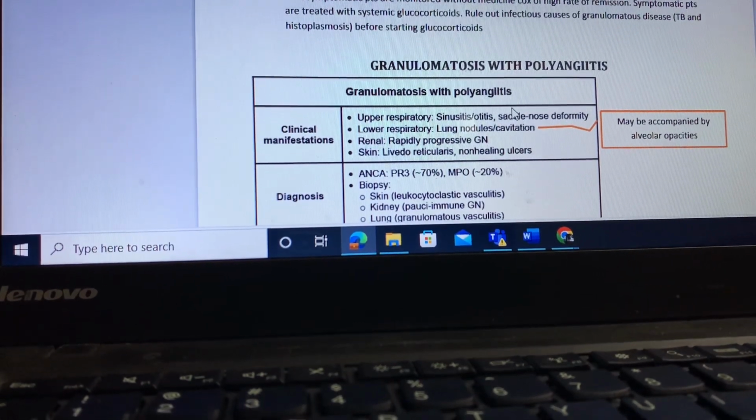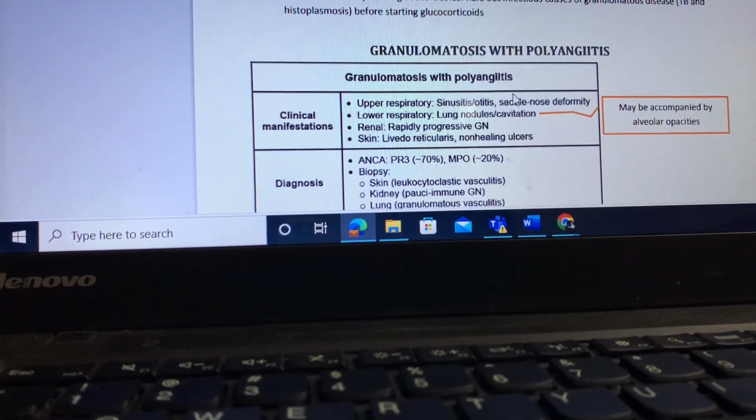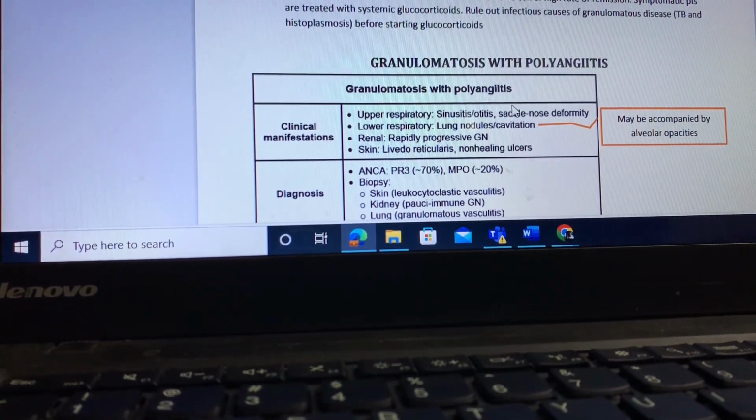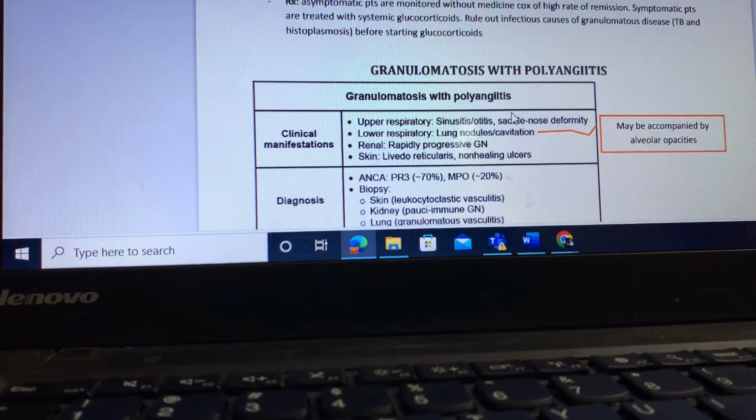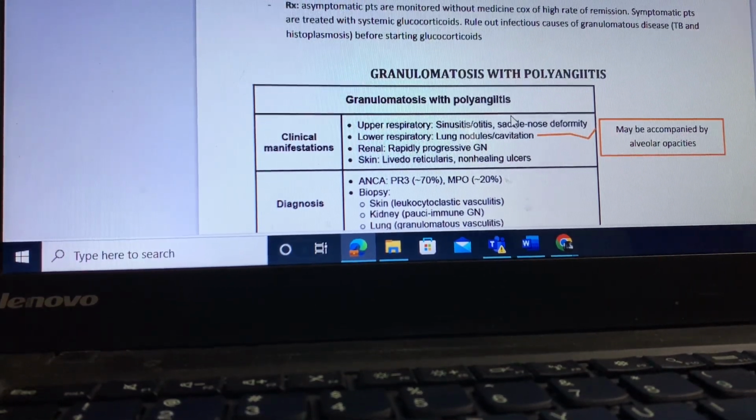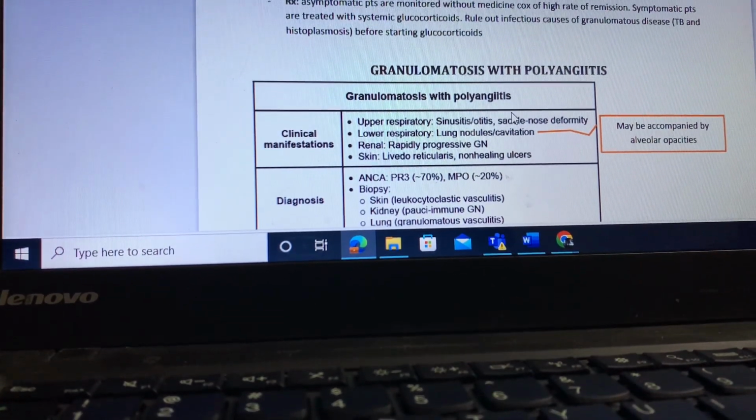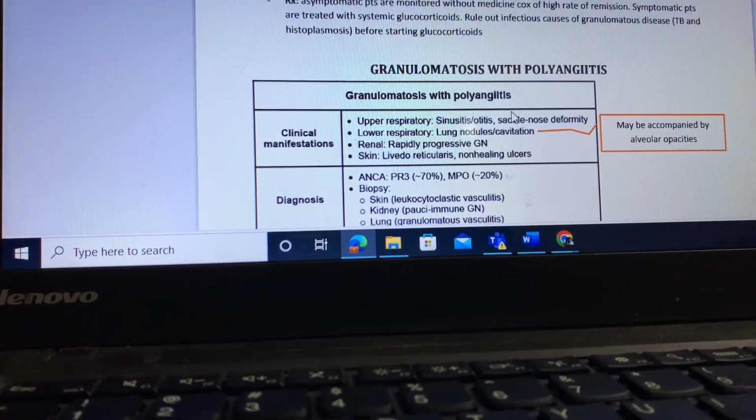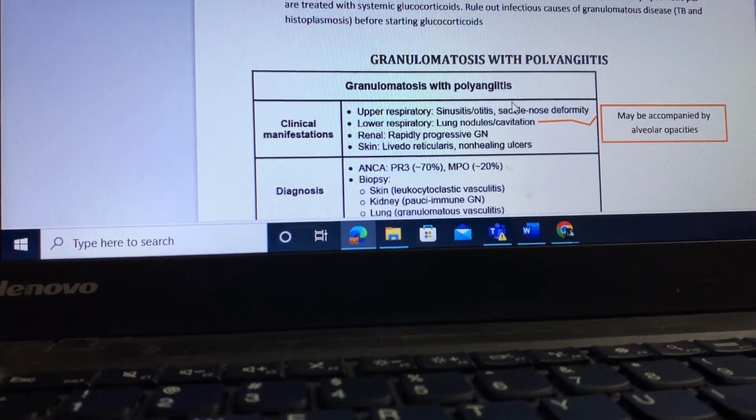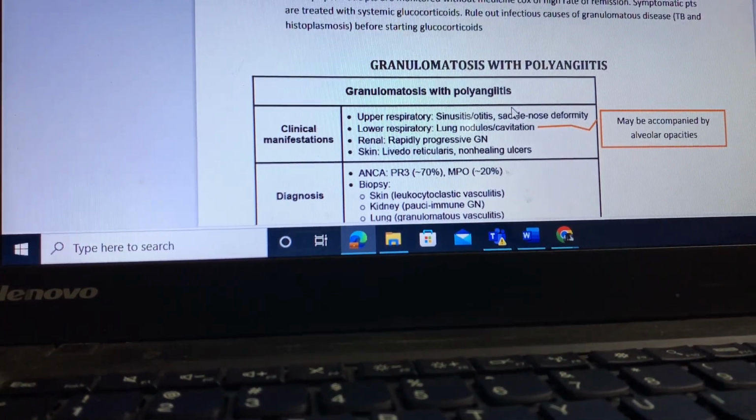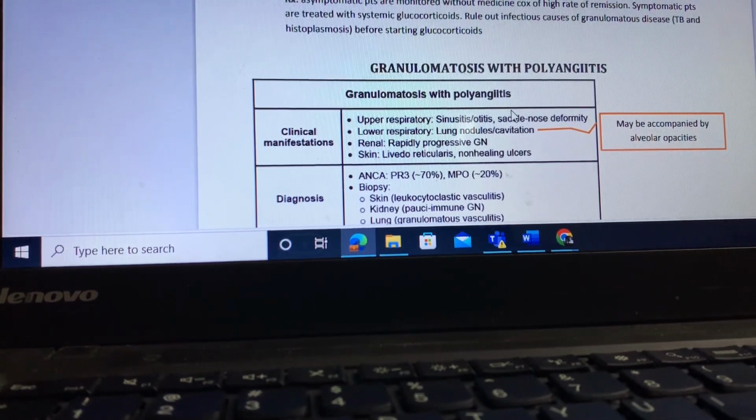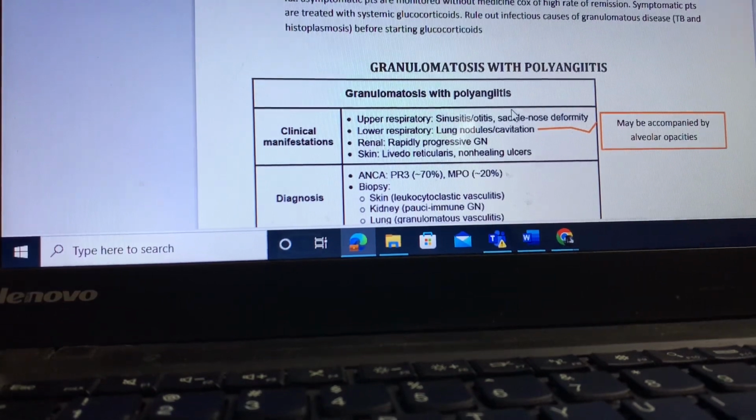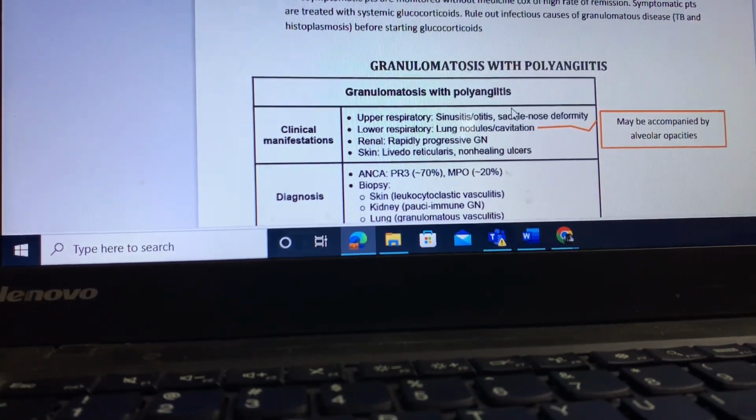Treatment: asymptomatic patients are just monitored without medicine because there is a high rate of remission. Your patient is usually going to be fine. But symptomatic patients are treated with systemic glucocorticoids. You also have to rule out infectious causes of granulomatous disease like TB and histoplasmosis before starting glucocorticoids, because never ever give steroids to someone with TB or histoplasmosis. It's going to worsen.